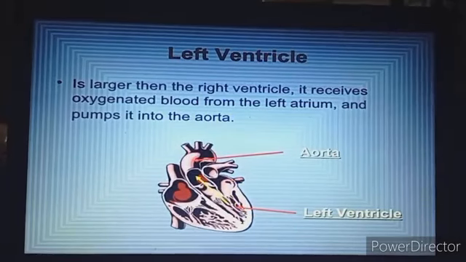The left ventricle is also larger than the right ventricle. It receives the oxygenated blood from the left atrium, and thereafter it pumps this oxygenated blood into the aorta.